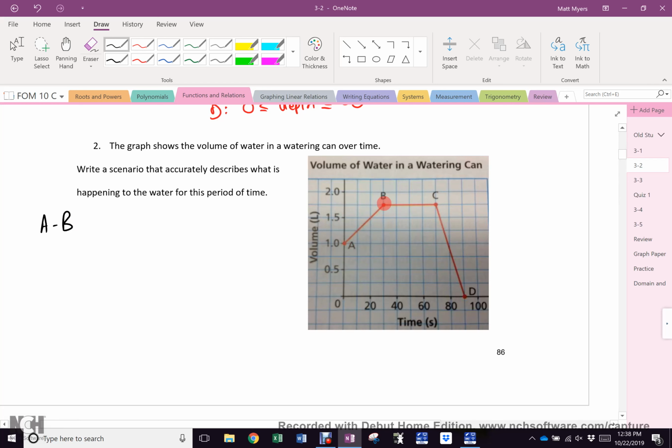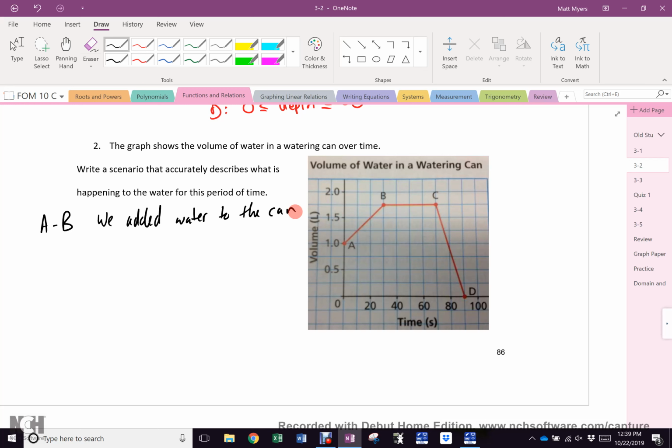From A to B, it stays the same? Right. We added water to the can. Now, if you wrote that and I was giving you a grade 1, 2, 3, or 4, what do you think I would give you for that? 1. Because that's what's happening, right? That is the lowest amount of information you could give me, right?